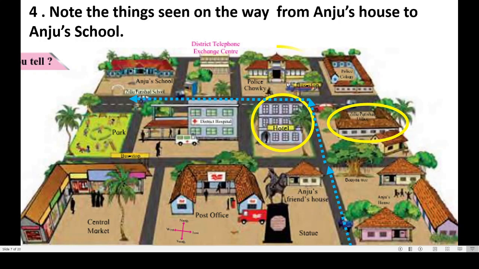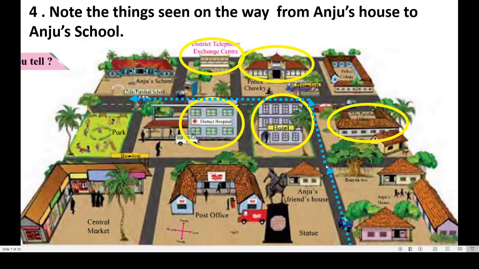And here in front, the police chowki is there. Right? And here you can see the district telephone exchange too. Beside this police chowki, the telephone exchange. Right? And opposite to that the district hospital is there. Yes. Then she reaches her school. She has to cross all these, right? By the first road.